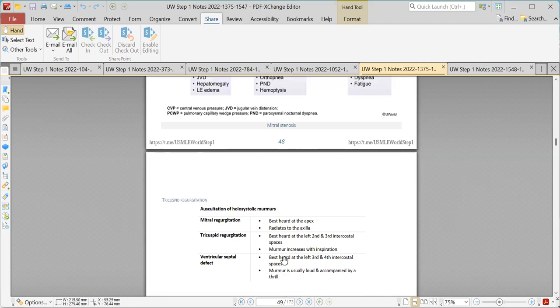Tricuspid regurgitation is best heard at the second and third intercostal spaces and it increases with respiration. VSD is heard at the third or fourth intercostal space. The murmur is usually loud and is accompanied by a thrill. Mitral regurgitation is best heard at the apex, at the fourth intercostal space. It radiates to the axilla.